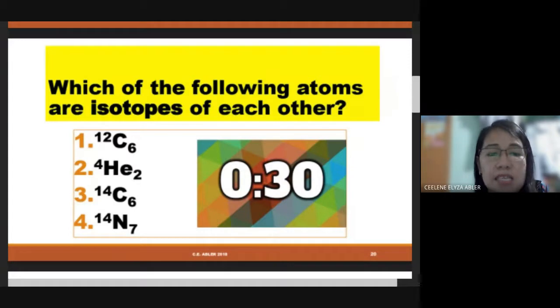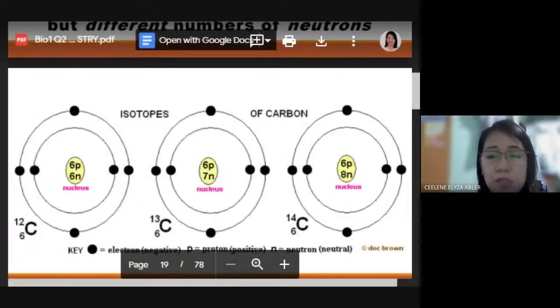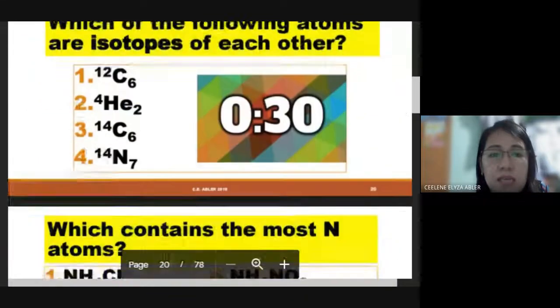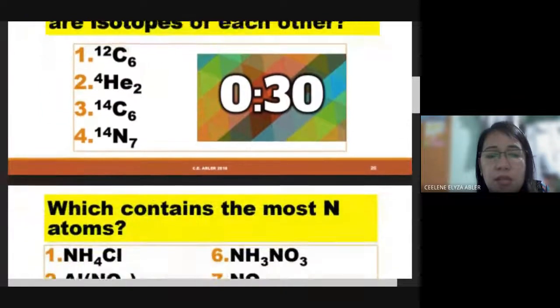Okay, so which of these are isotopes of each other? What we look at is which are the same element. So we have 1 and 2. Is it correct that we have carbon 12 and carbon 14? As we discussed earlier, we have here carbon 12 and carbon 14. So these are the isotopes of each other. We have 1 and 3. Right? So that is the answer for this question.